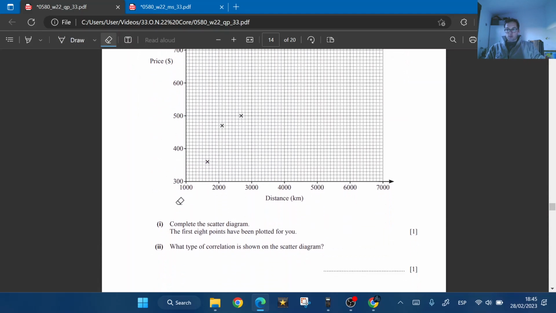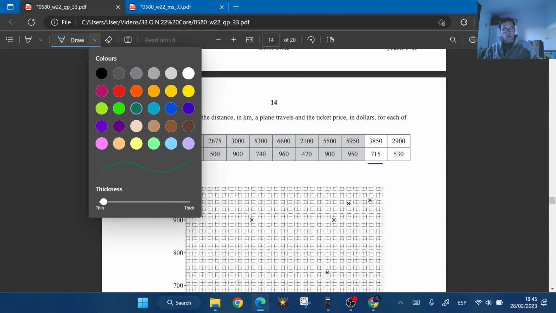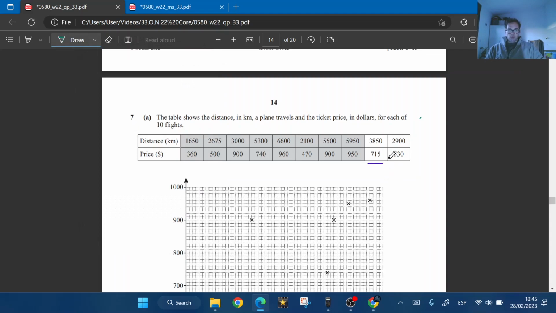Okay. So what do they want from us? Complete the scatter diagram. The first 8 points have been plotted. So you see there's a grey. These points have been plotted. They want us now to plot these points here. Okay. Use a ruler and show how you plot them, because then the examiner will think you're super smart and you'll get your marks more easily.